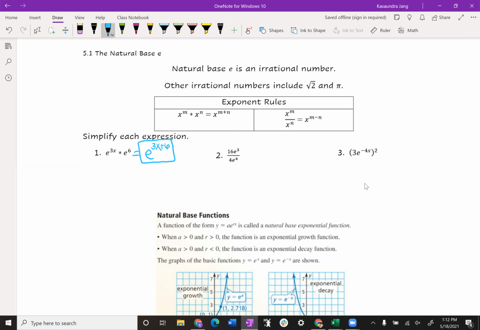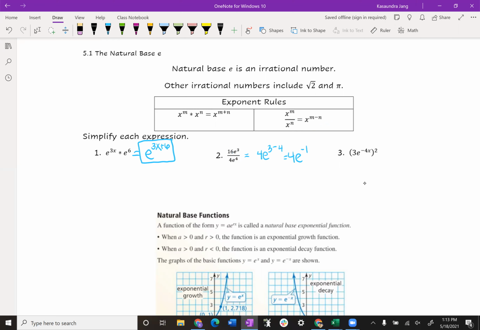On number 2, I'm probably going to use the division rule, where I should be having the same base. I've got an e as the same base. The 16 and the 4 don't have the same base, but I do know what 16 divided by 4 is. 16 divided by 4 is 4. And then I'm just going to look at the ones with the e to the third divided by e to the fourth. I'm going to use this rule where I do the numerator minus the exponent in the denominator. So it looks like my numerator has an exponent of 3 minus the exponent in the denominator of 4, which 3 minus 4 is negative 1.